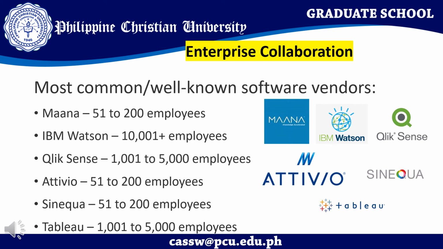We have here Maana that can accommodate 51 to 200 employees. IBM Watson from 10,001 up to more employees. The ClickSense from 1,001 to 5,000 employees. Ativio and Sinequa that both accommodate 51 to 200 employees. And Tableau, which is also 1,001 to 5,000 employees.